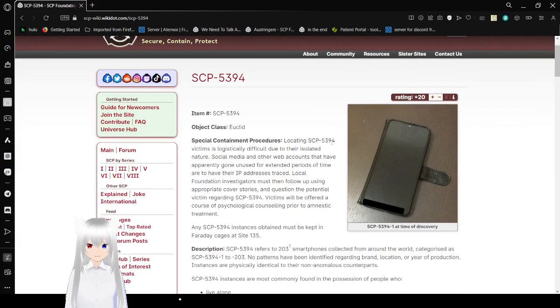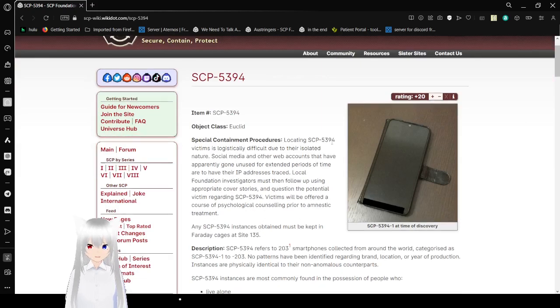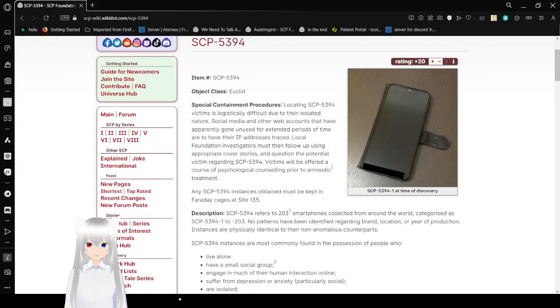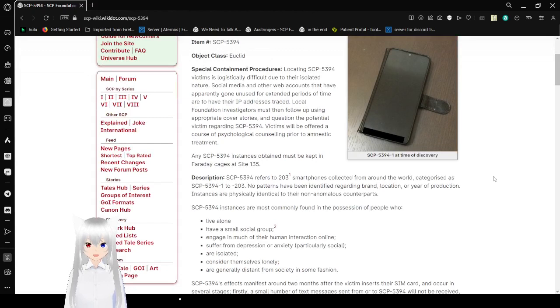Item number SCP-5394, Object Class Euclid. Special Containment Procedures. Locating SCP-5394 victims is logistically difficult due to their isolated nature. Social media and other web accounts that have apparently gone unused for extended periods of time are to have their IP addresses traced. Local Foundation investigators must then follow up using appropriate cover stories and questioning potential victims regarding SCP-5394.